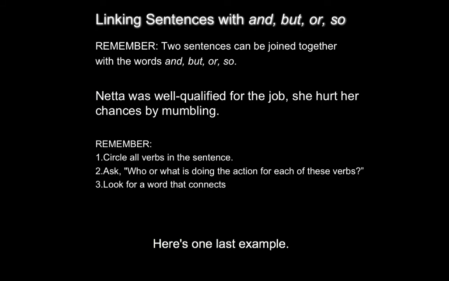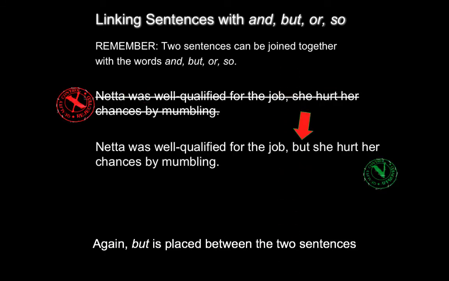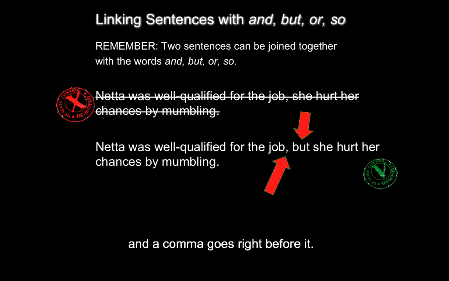Here's one last example. Again, pause the video and try to work through it. There are 2 verbs here, and 1 subject for each of the verbs, so this is also a run-on sentence. These sentences express opposites because one would expect that a well-qualified person would get the job, so the best option to correct them is by using the word but. Here's the correction. Again, but is placed between the 2 sentences and a comma goes right before it.